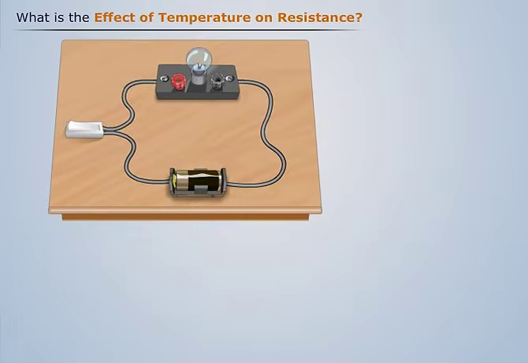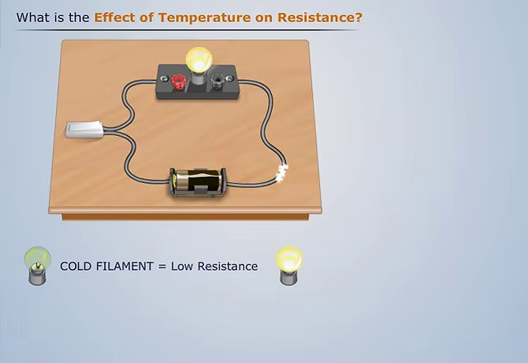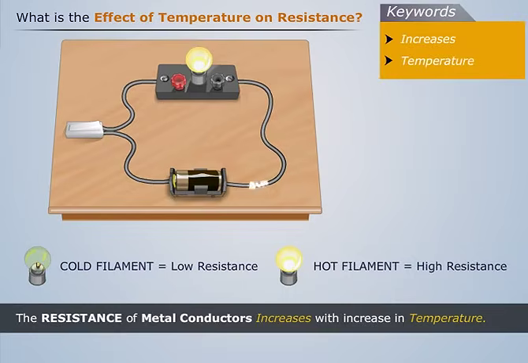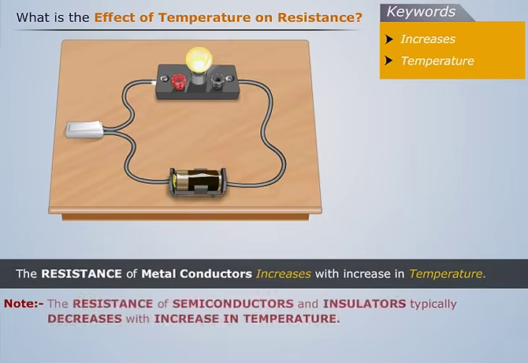A prime example of this is when you turn on a light bulb. At the first instance, the wire filament is cold and has a lower resistance. But as the wire heats up, the resistance of the bulb increases. Thus, the resistance of metal conductors increases with increase in temperature. Note that the resistance of semiconductors and insulators typically decreases with increase in temperature.